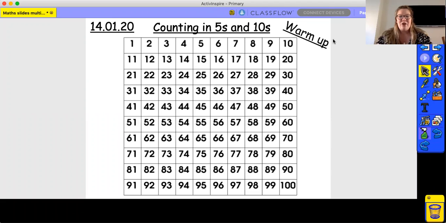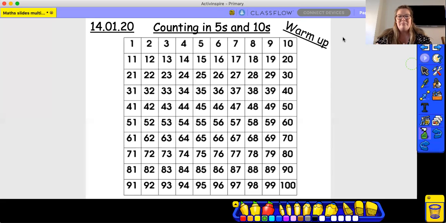You've been doing lots of amazing counting this week in 2s, 5s and 10s, and for your warm-up today, we would like you to count in 5s and 10s. We've put a 100 square on the screen now to help you. Try and remember the patterns, and tell your adults counting in 5s and counting in 10s. Pause the video now. I'll see you in a minute.